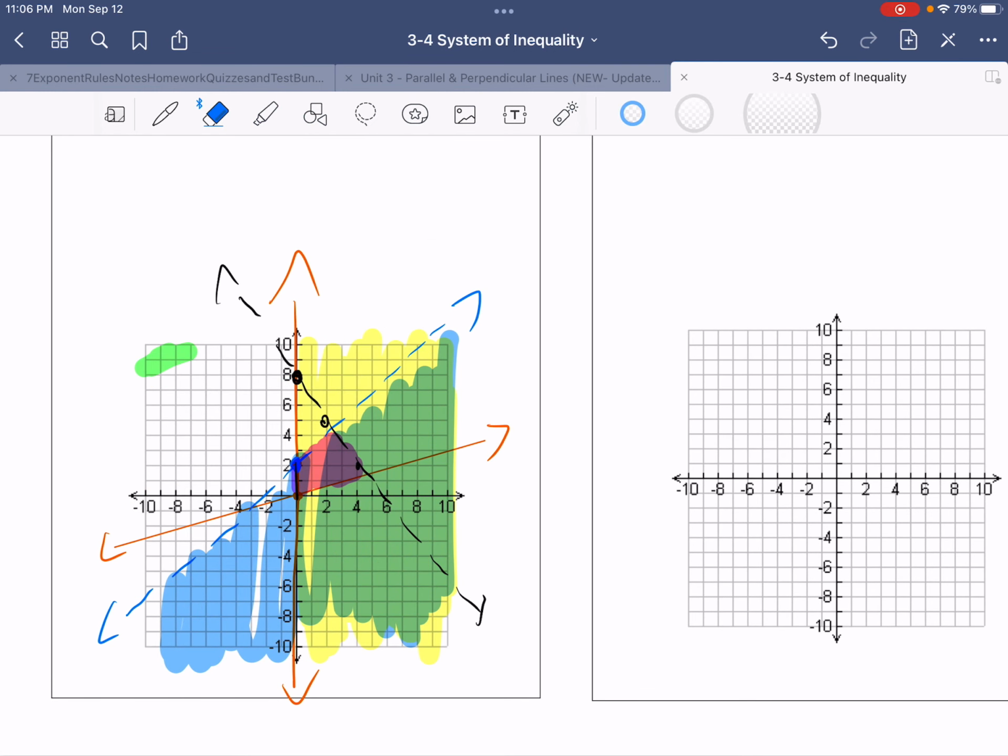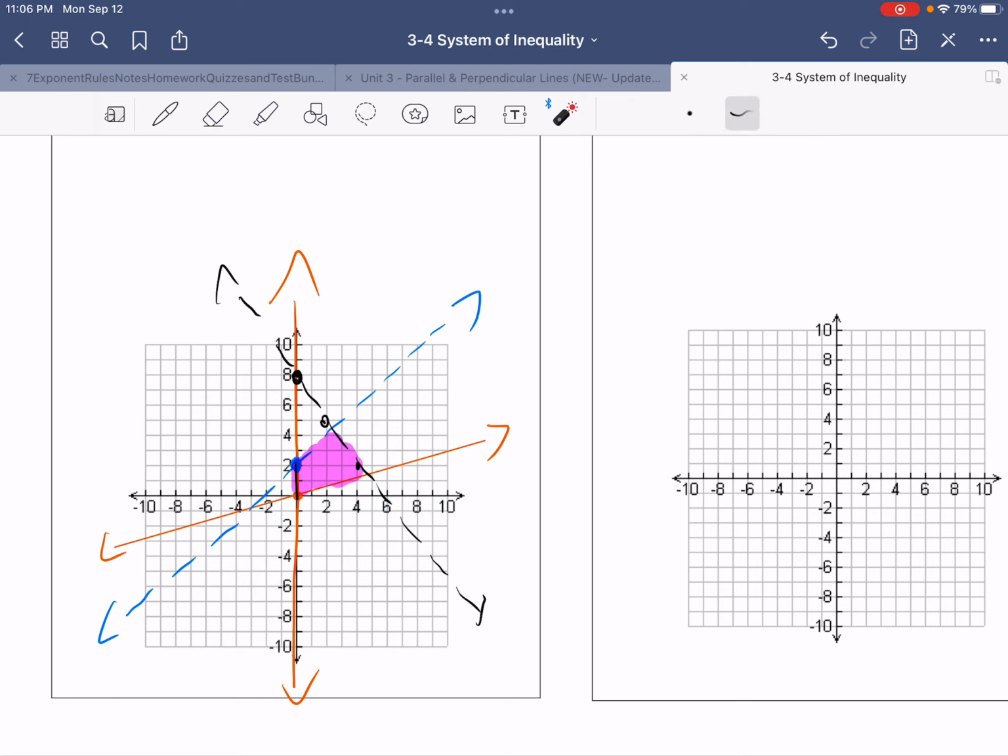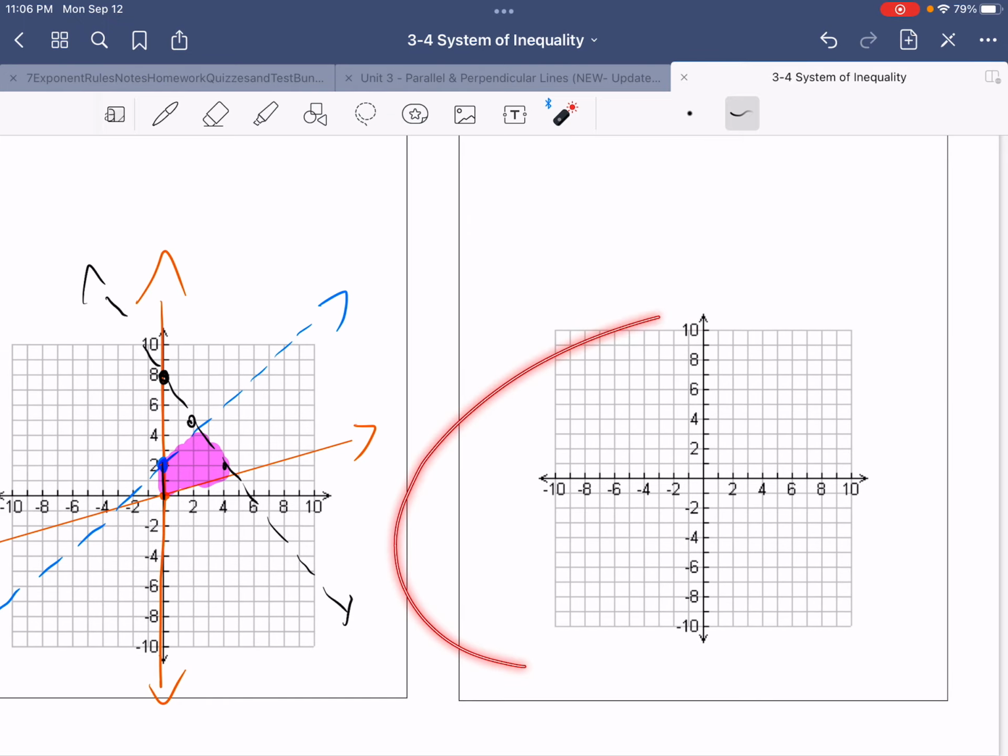Other than that, it's not going to be a solution. So only this part is going to be the solution. I hope it makes sense to you guys, okay? So try this question by yourself.